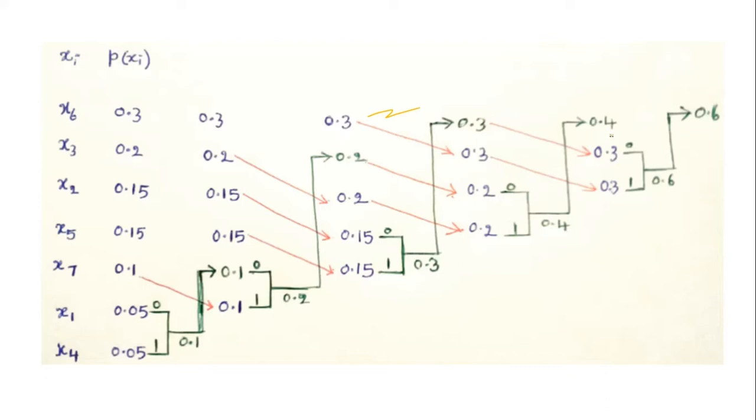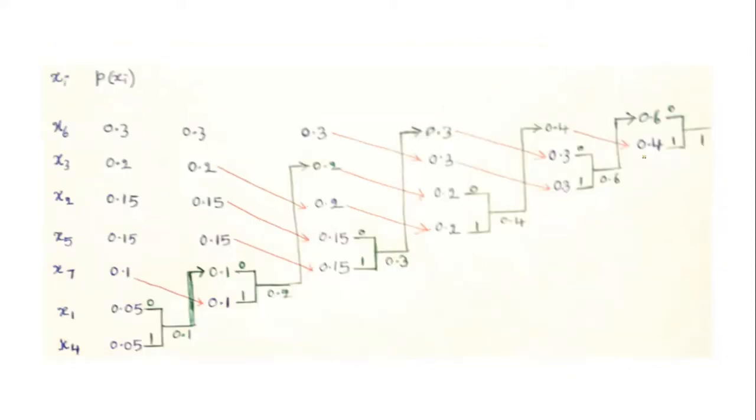And again we combine the last two probabilities to get 0.6. 0.6 we move as high as possible. We compare with 0.6. 0.4 we move it down. We will assign 1 to the lower branch, 0 to the upper branch. So we finally complete; we continue this process until we remain with two symbols at the end.